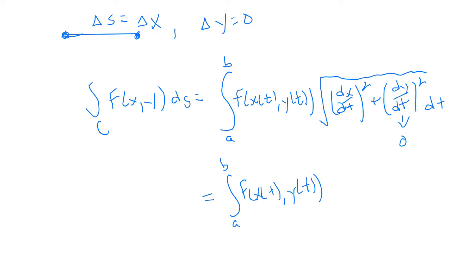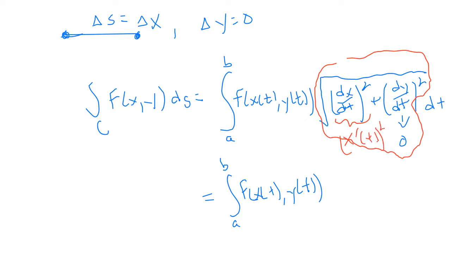So this is going to give us the integral from a to b of f of x of t, y of t, times the square root of all this here dt. But basically, we just have the square root of dx dt squared. So all that's going to give us, and what is this? This is the same as x prime of t squared, right?